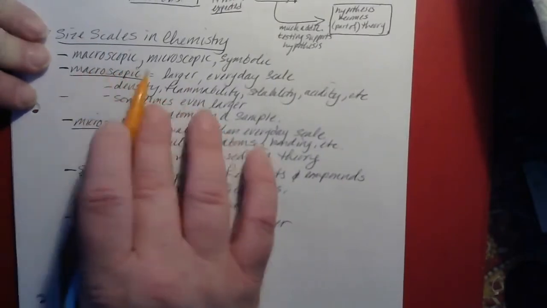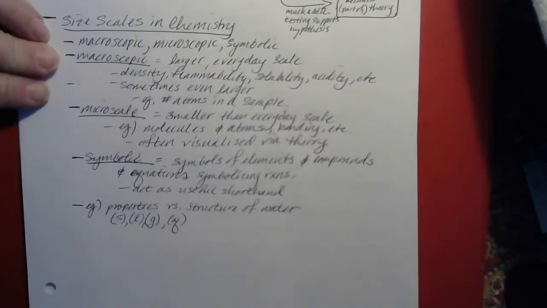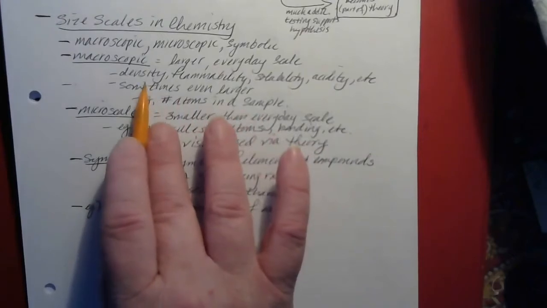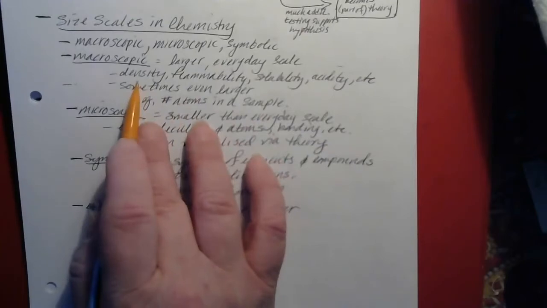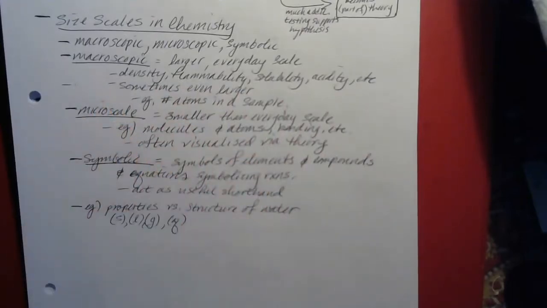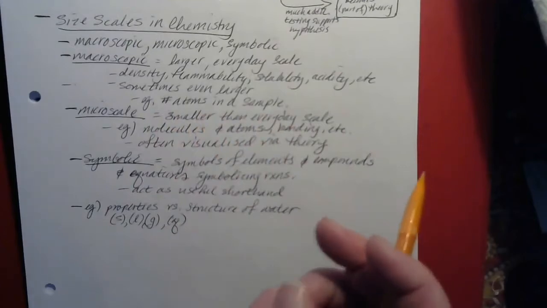Okay, so the book classifies the size scales as macroscopic, microscopic, or symbolic. Macroscopic would be larger everyday scales. Things that would fall on a macroscopic scale would be things that are easy to observe, like density or flammability or solubility, things like that. The macroscopic scale, though, does extend upward into very large quantities that are not so easy to observe directly. Like I said a moment ago, the number of atoms in a sample. That's going to be an extremely large number.